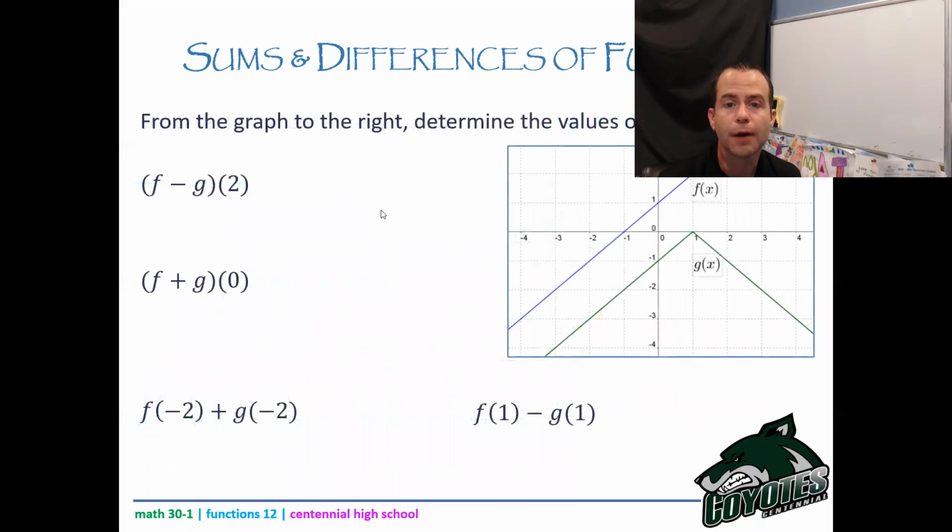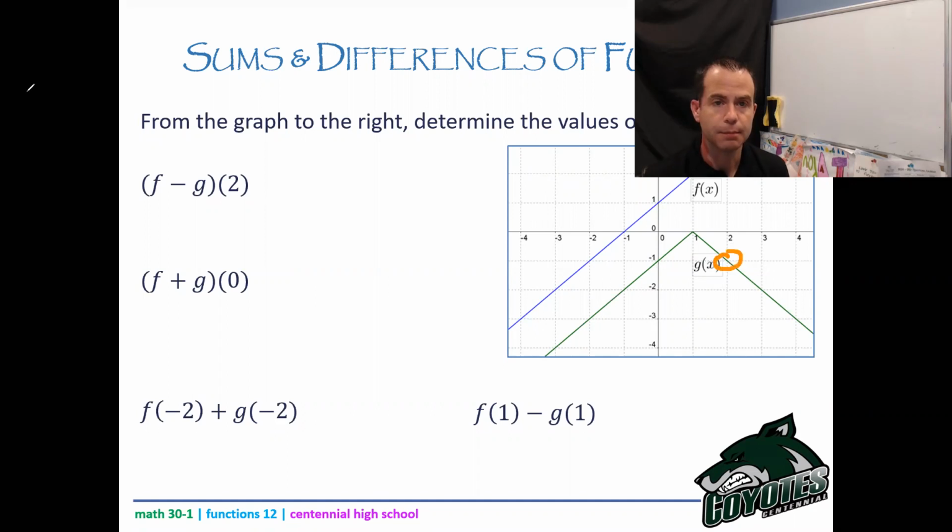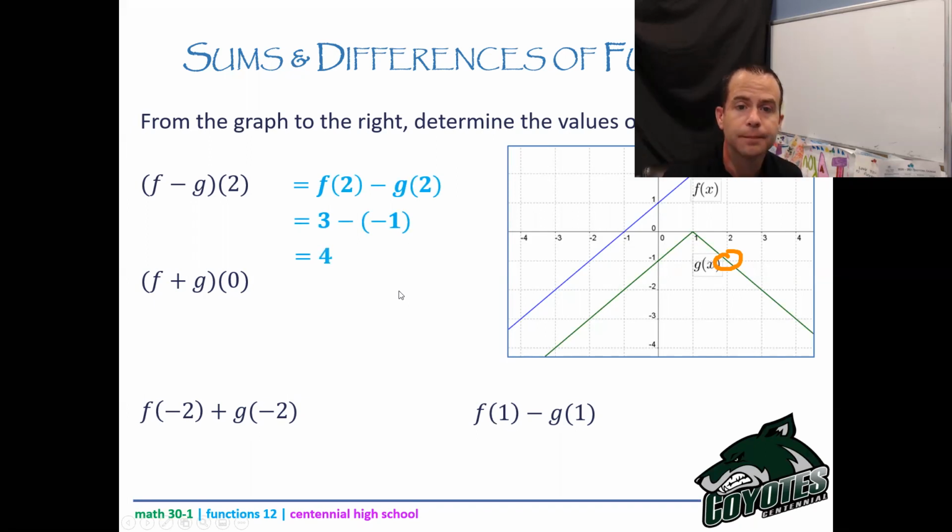Okay, so from the graph to the right, determine the values of f minus g of 2. So that's the same as saying f of 2 minus g of 2. So you need to go to where 2 is. F of 2 is 3, and g of 2 is negative 1. So 3 minus negative 1 is essentially what we're saying there, which would be 4. Okay, f plus g of 0. So same thing. You need to go to 0 this time though. So f of 0 is 1 and g of 0 is negative 1. And when I add those together, I would end up with 0.